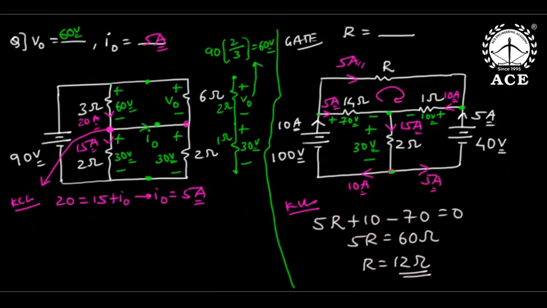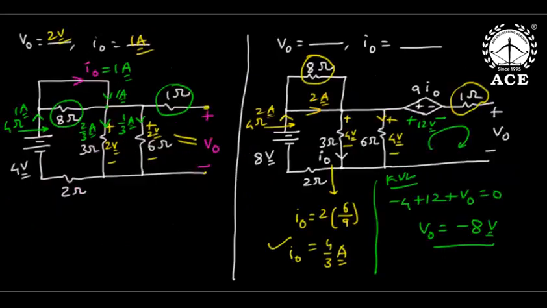Now here there is a GATE problem. He is asking R, but with the given data, I applied KCL and KVL. See, I am talking about fundamentals, sir. KCL, KVL, Ohm's law like that. Now here also there is an open circuit and a short circuit, but still I need V0 and I0. Here is a similar model with a dependent source.